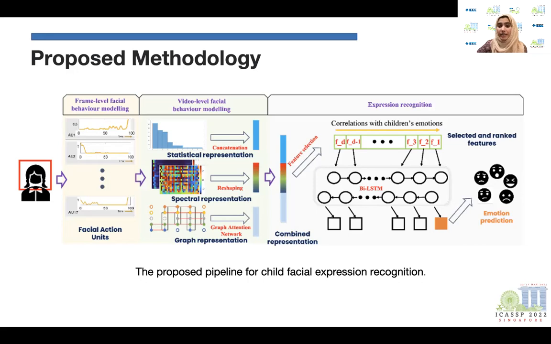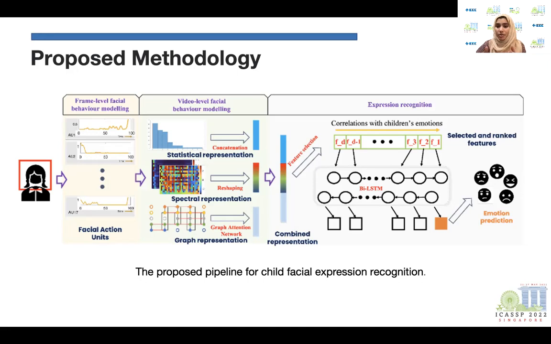We did feature ranking using correlations where we selected the top D features that have the highest correlation with the expressions. And we fed this into the BiLSTM model. So how we did this is we treated each feature as an individual step to be fed into the BiLSTM model.